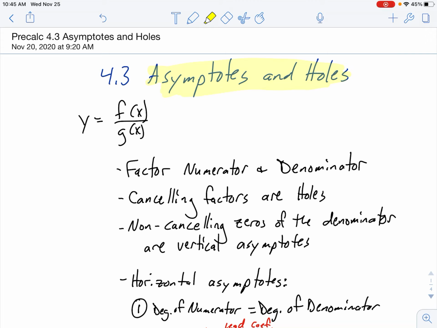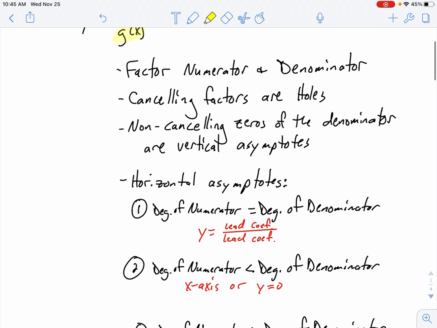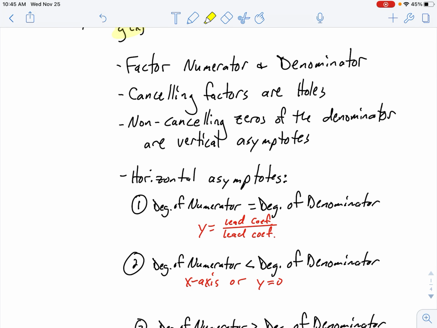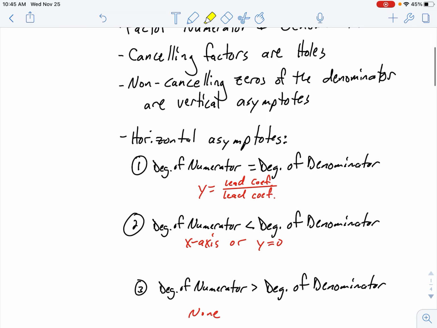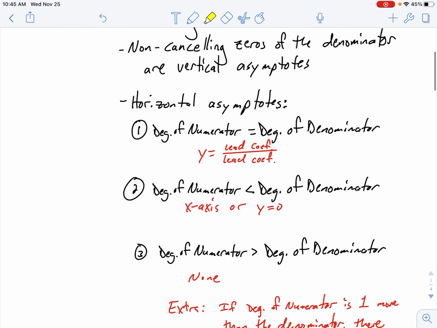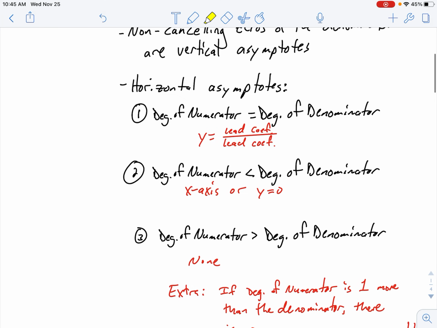So we're looking at rational functions. So y equals a function over a function. In general, this is all review stuff. You factor the numerator and the denominator. You really want to do that. It makes things a little better. If factors cancel, that creates holes. The non-canceling zeros in the denominator create vertical asymptotes.